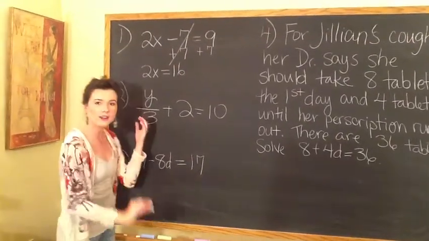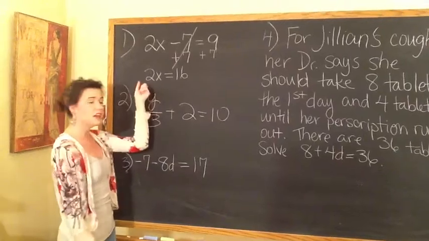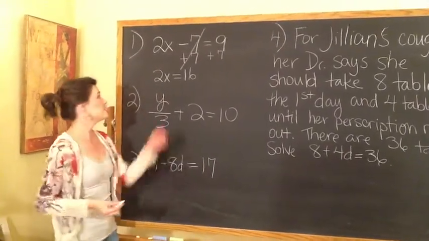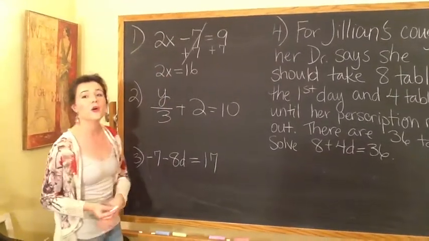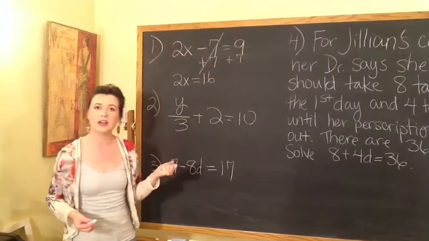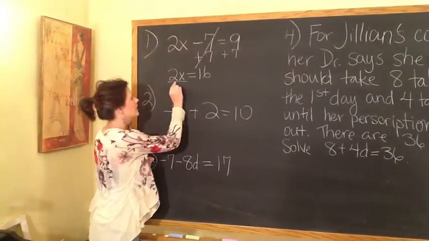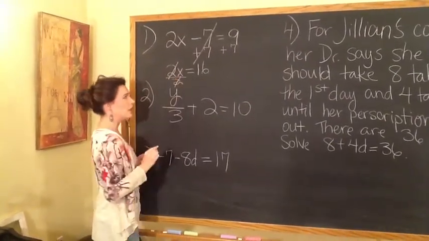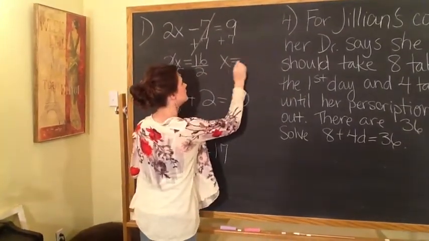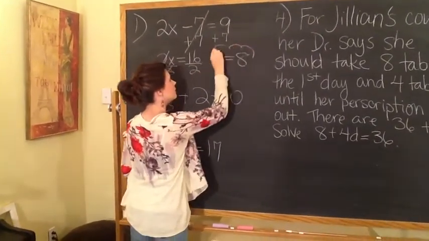We have all of our constants gone, but now we still have to get rid of the 2, because we want to figure out what x is by itself. So it's 2 times x, so I'm going to do the inverse. It'll cancel out the 2 from this side and the 2 from this side. So I'm going to divide by 2. Those will cancel out. Divide by 2 over here, and we're going to find that x is equal to 8.